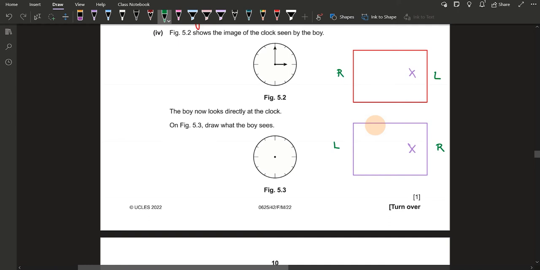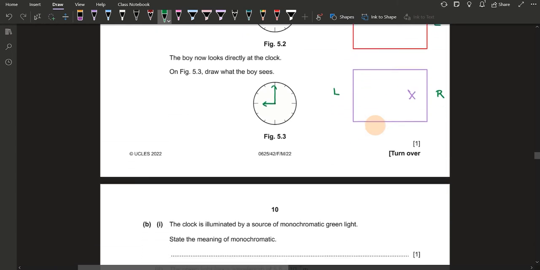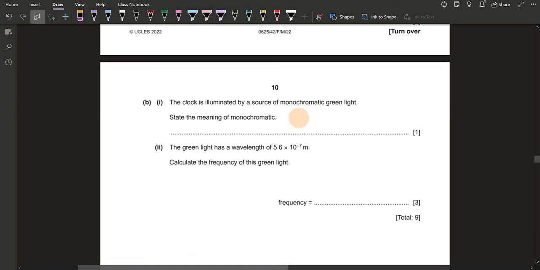So we will have the same time, and the big hand of the clock will be the same and the small one will reflect on the other side. So it's going to be like this, and we are done with this part. We get one mark for that.